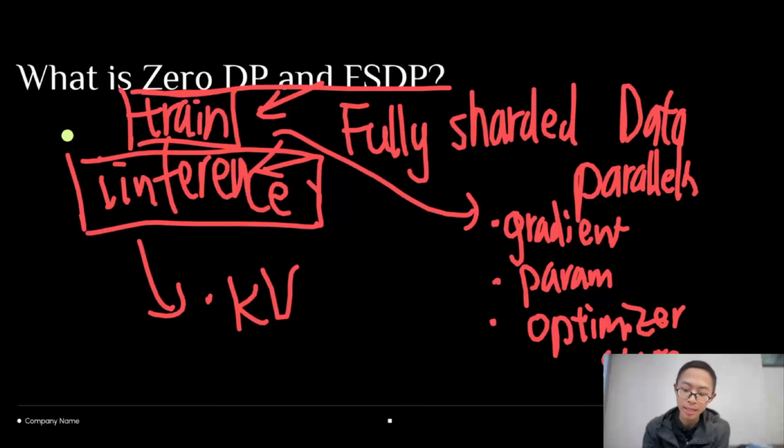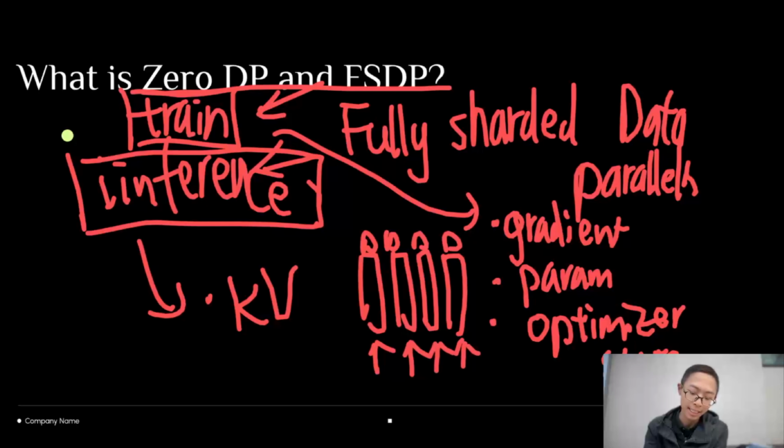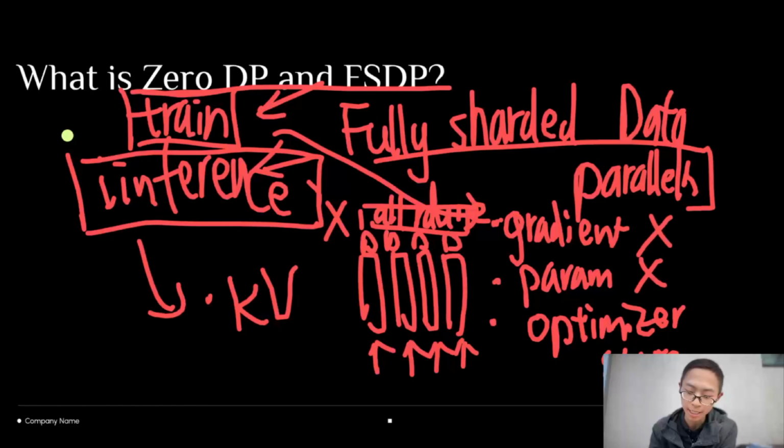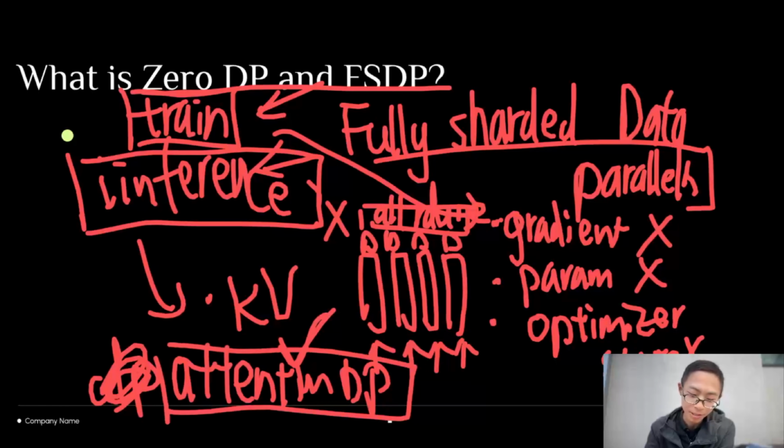So with fully sharded data parallelism, after each instance computes its result, they need the full gradient over all of the batch data. So they need an all-reduce to communicate all of the gradients, whereas for inference, we don't need the all-reduce. Therefore, we don't need fully sharded data parallelism to shard those gradients. We just need to shard the KV cache. That's why we use attention DP for inference, whereas FSDP for training.